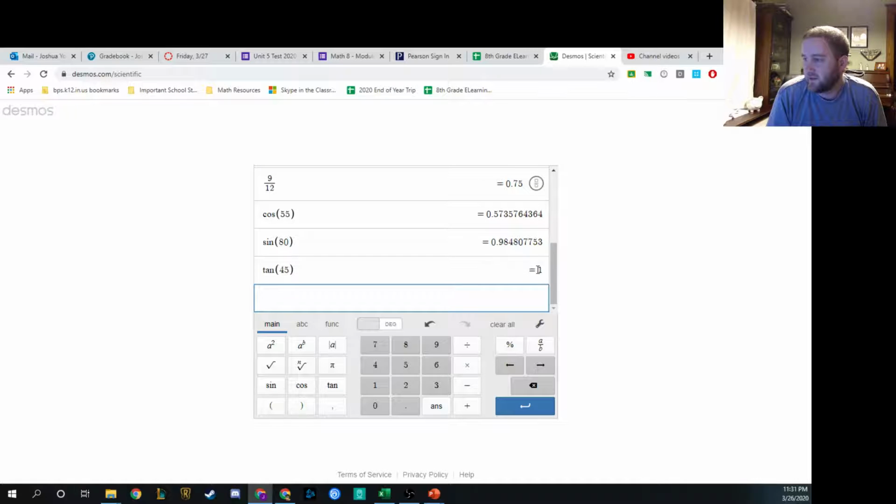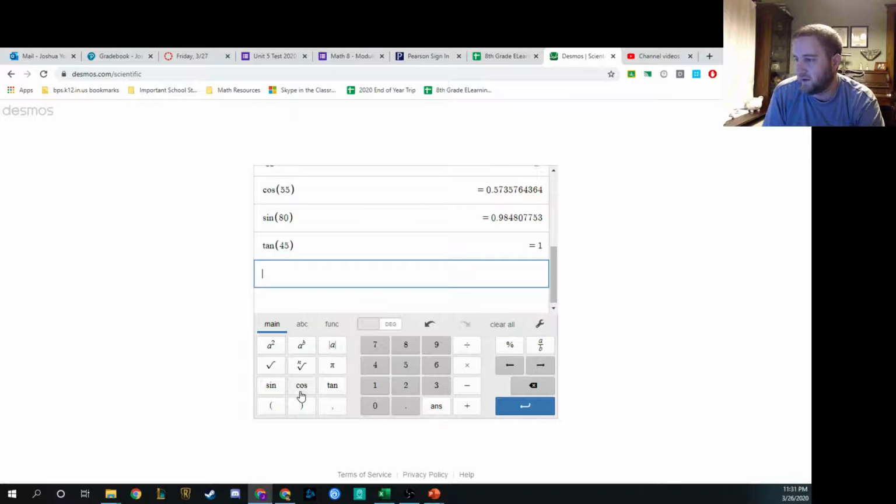Okay, next one is the tangent of 45 degrees. That's just 1. Okay, it's a whole number, 1. Next is the cosine of 15 degrees. Oops, let me go to the next. The cosine of 15 degrees, and that is 0.9659. And then the last one is the sine of 9, which is 0.1564.